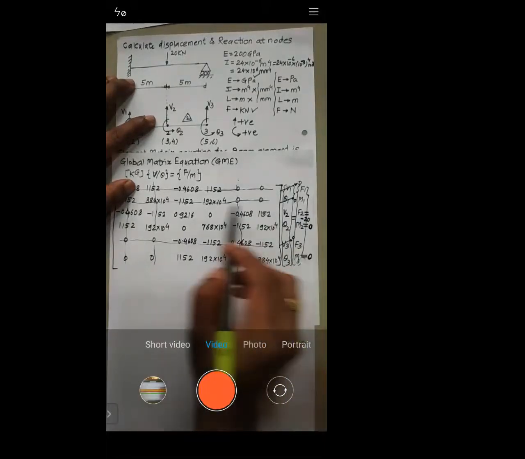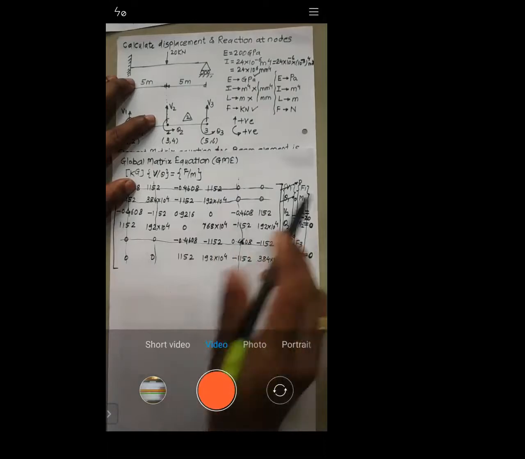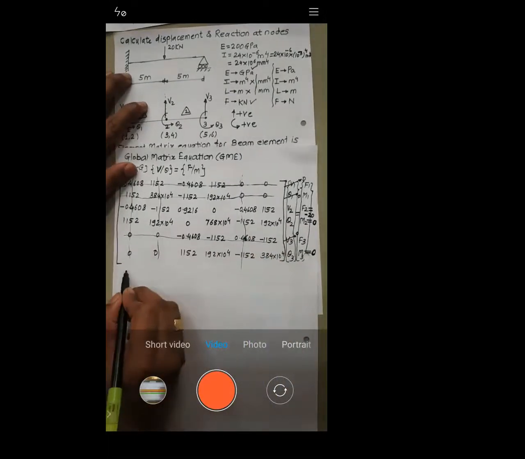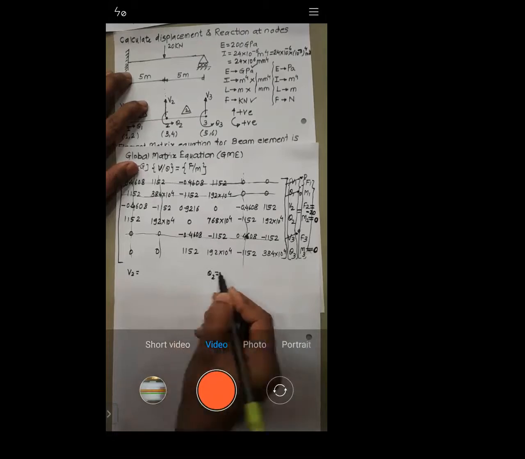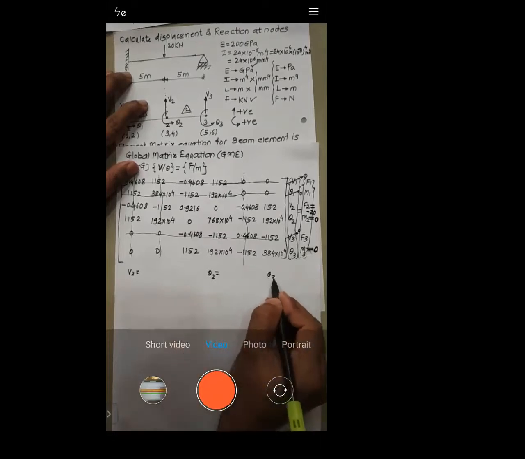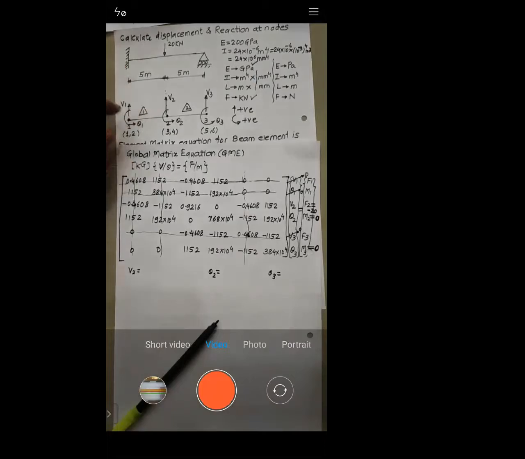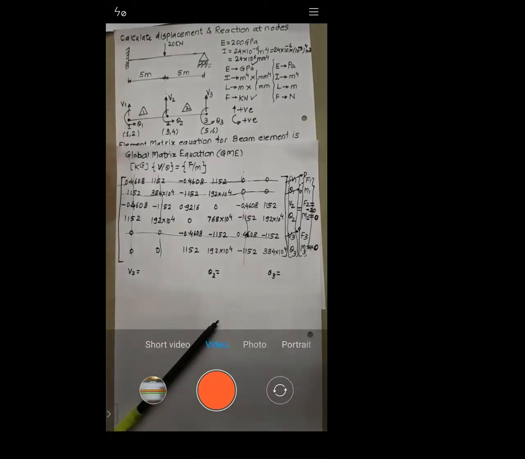So you just put these values and solve, and let me know the value of V2. Similarly, let me know the value of theta 2 and theta 3. Minus 37.98 for V2. All of you just tell me how much is V2? That's 37.97. All of you check.